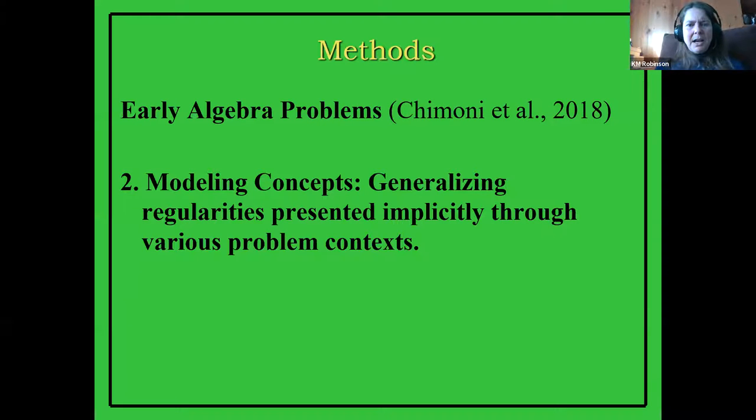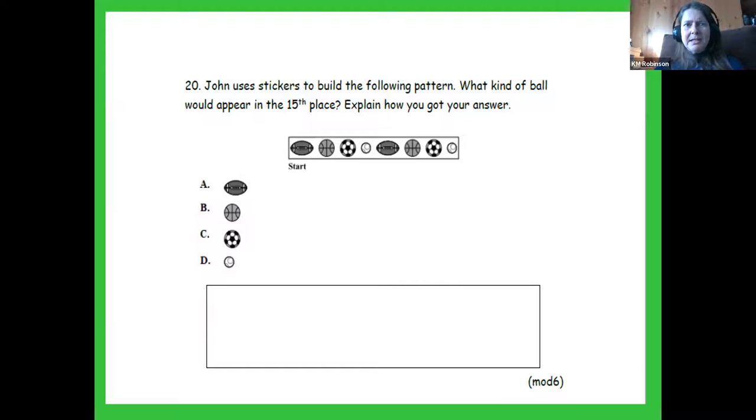The second area of algebra that we looked at was modeling concepts, which Shimoni et al. defined as generalizing regularities presented implicitly through various problem contexts. The problem that illustrates this was: John uses stickers to build the following pattern. What kind of ball would appear in the 15th place? Explain how you got your answer. Quite a few kids had trouble explaining their answer, but they were able to get an answer.